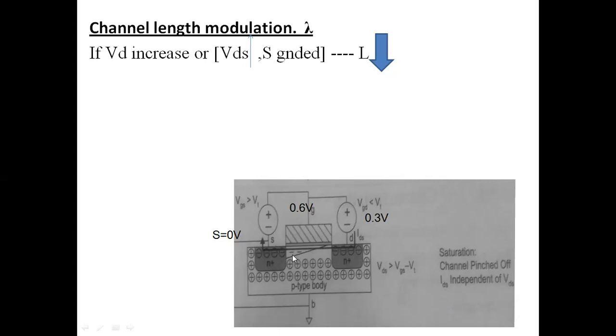the channel length. So to explain this channel length modulation, suppose I increase the drain voltage, by grounding the source potential to 0 volts, we have the channel length reduced. Okay, so we have the channel length reduced, and this effect is called channel length modulation.